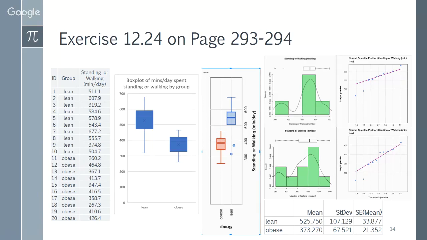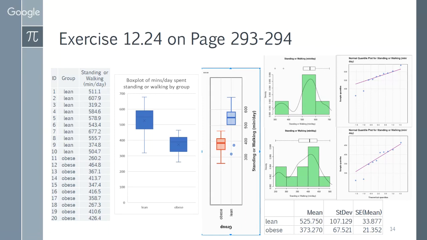If anything, I think the Google Spreadsheet box plots might lead you to say, yeah, the lean group, the whole box is above that of the obese group. And aside from these two outliers, literally everybody in the lean group walks or stands more than everybody in the obese group. So that's pretty strong. Same thing in the Google spreadsheets with the statistics package.